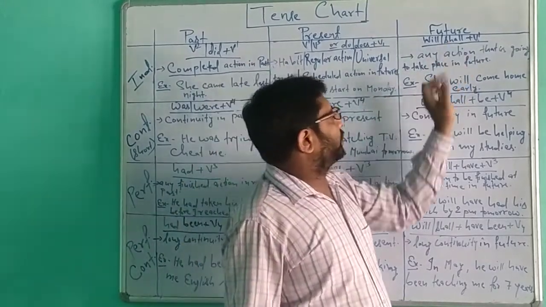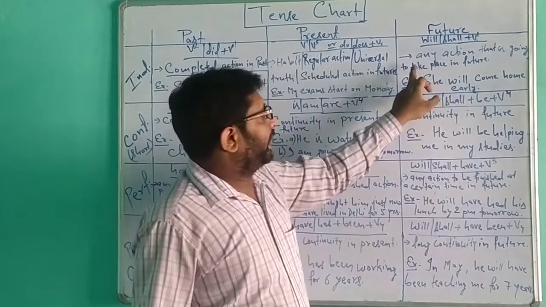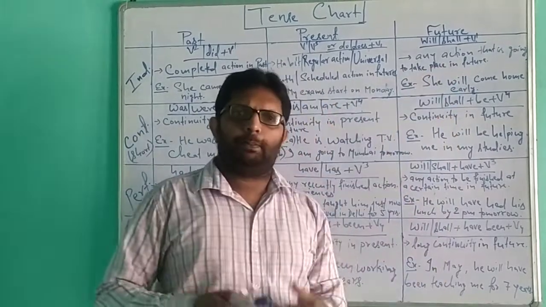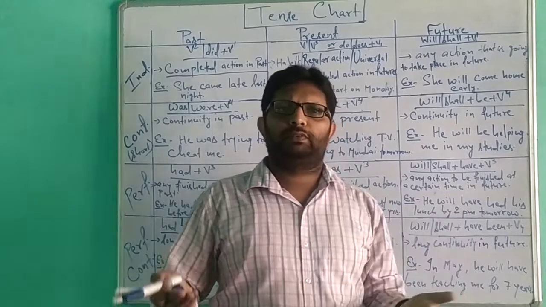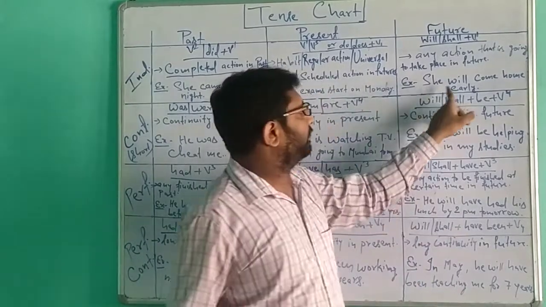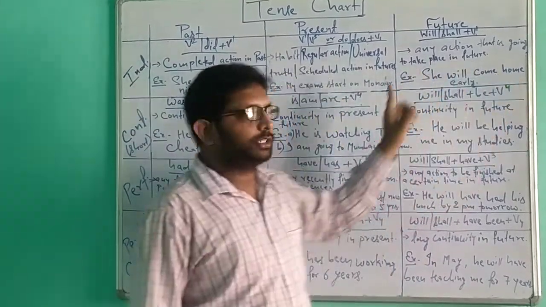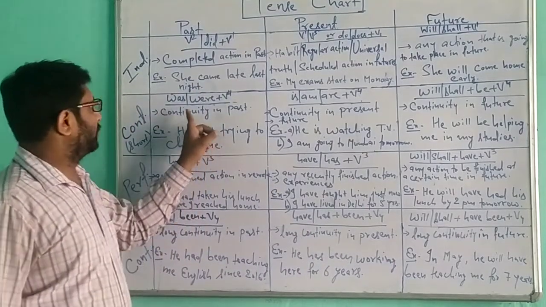Now let us move to future tense specifically. Now future tense, actually, is an action that is taking place in future. It's simple future. Any action that takes place in future, that is future tense. She will come home early. Okay, this is future tense. Let us move to continuous.